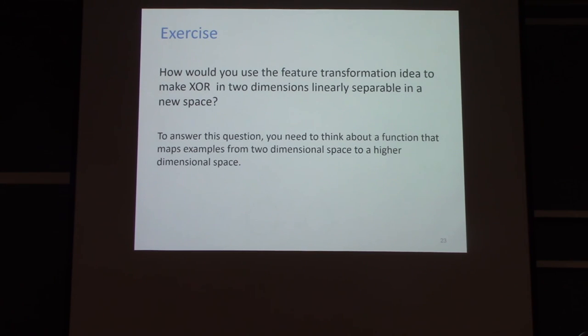Okay, so I want you to use this to invent a feature transformation that takes the XOR data. Remember, XOR was already in two dimensions. I want you to invent a feature transformation that takes the XOR data and makes it linearly separable. Try this as an exercise. I encourage you to try it because it will force you to either understand feature transformation or come to terms with the fact that you don't really understand it. Either way, that's a good outcome and we can talk about it.